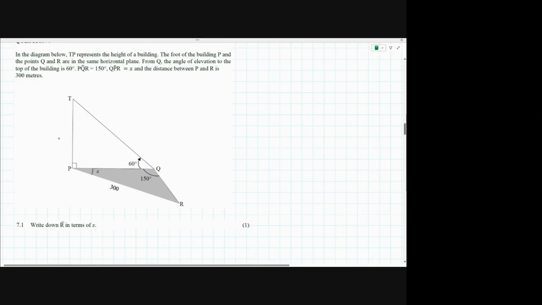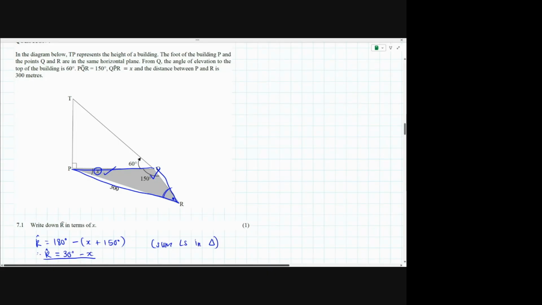The first question says, write down angle R in terms of X. So we identify where angle R is. It's saying in terms of X, so X needs to feature somewhere in my working out. If we look carefully, we have a triangle with two angles, 150 and X. So we can use the sum of angles in a triangle to work out R. R is equal to 180 minus (X plus 150), so R is equal to 30 minus X.